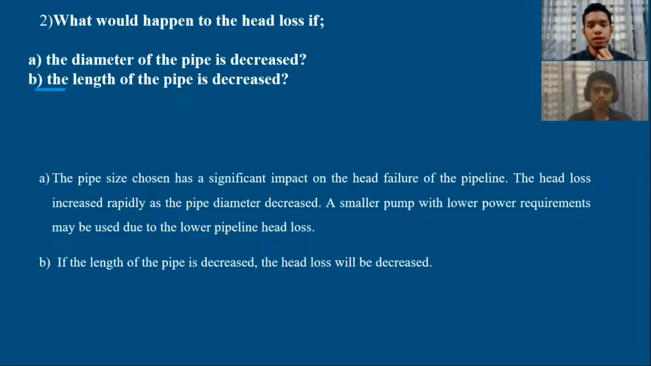Next, we proceed with the second question by Amirul. Thank you, Alex. So we continue the rest of the session.